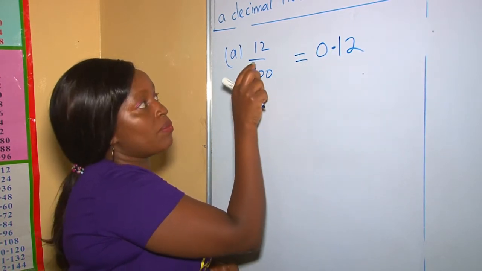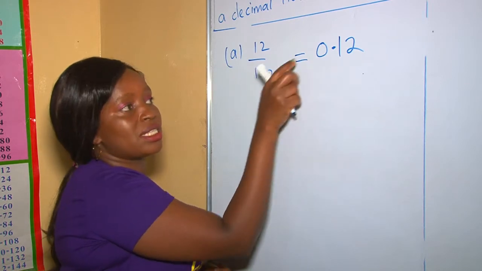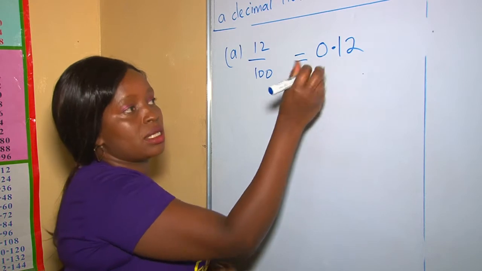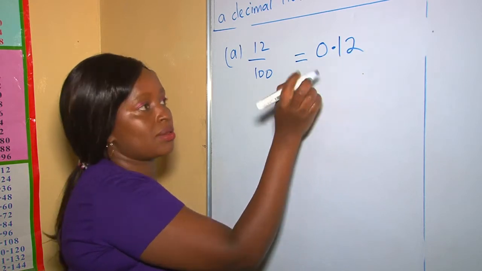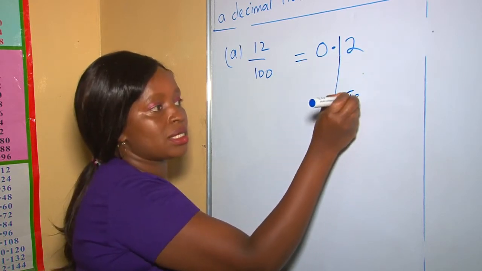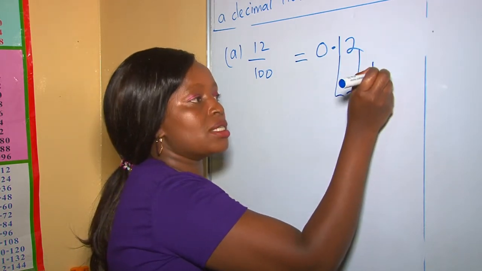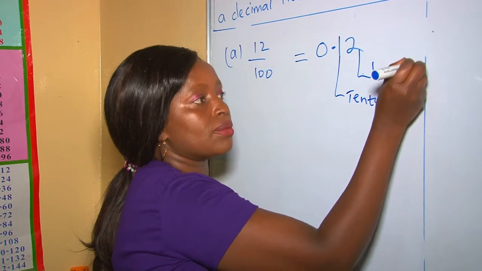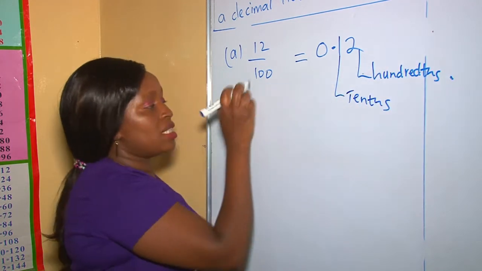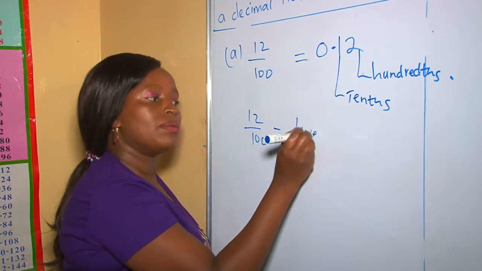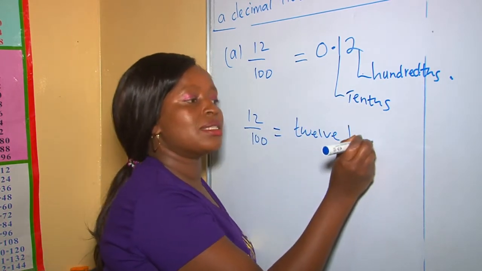And as you can see, 12 over 100 is written as 0.12, which is 12 hundredths. This stands for tenths, in terms of place value, tenth. This stands for hundredths. To write this 12 over 100 in words, it should be 12 hundredths.